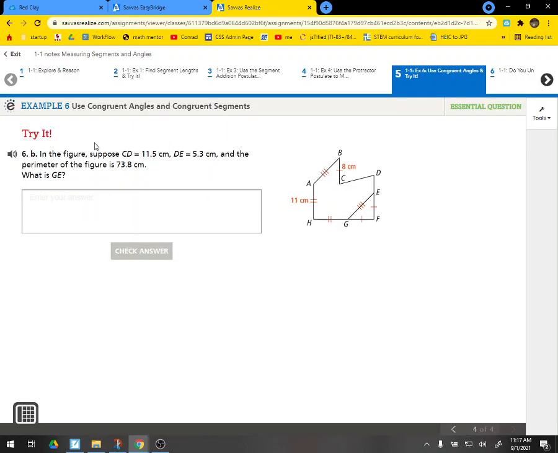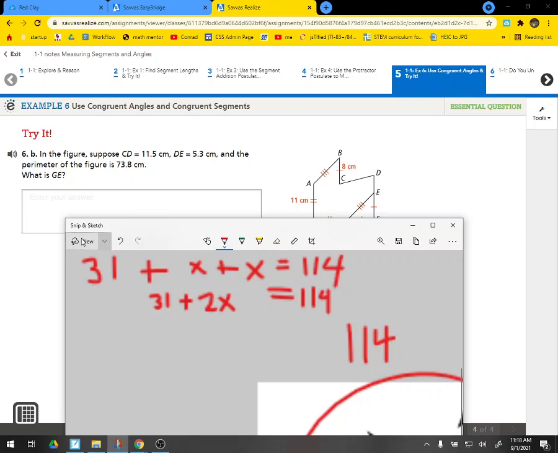Then in this figure, suppose CD is 11.5 centimeters. DE is equal to 5.3 centimeters. And the perimeter of the figure is 73.8. What is GE? Fancy. All right, this is a great problem.